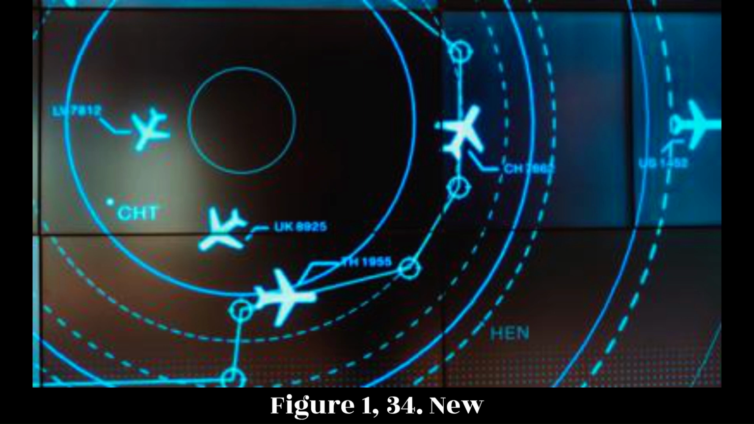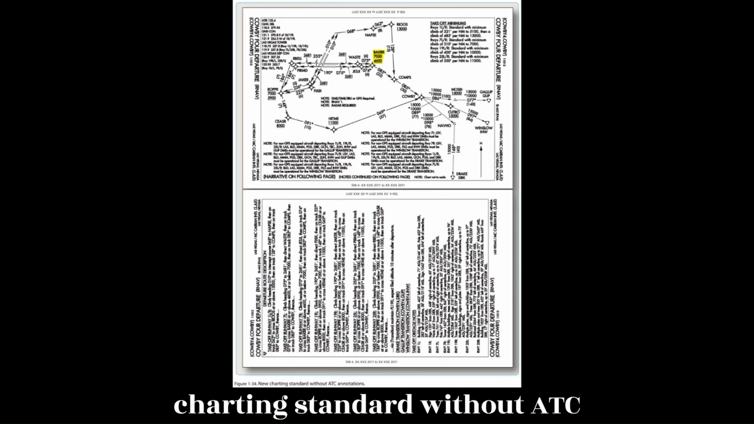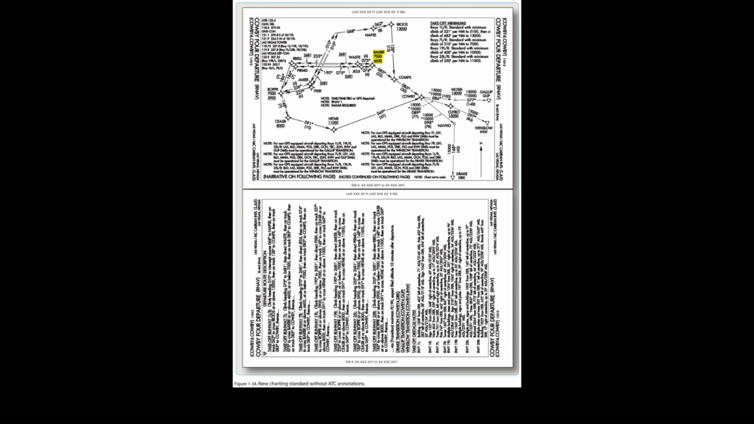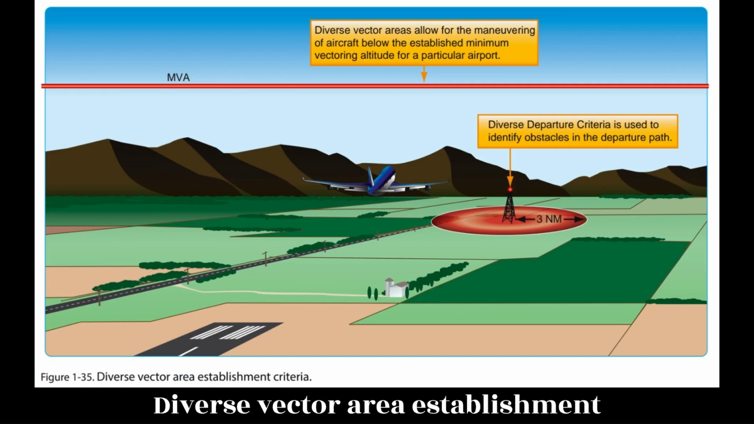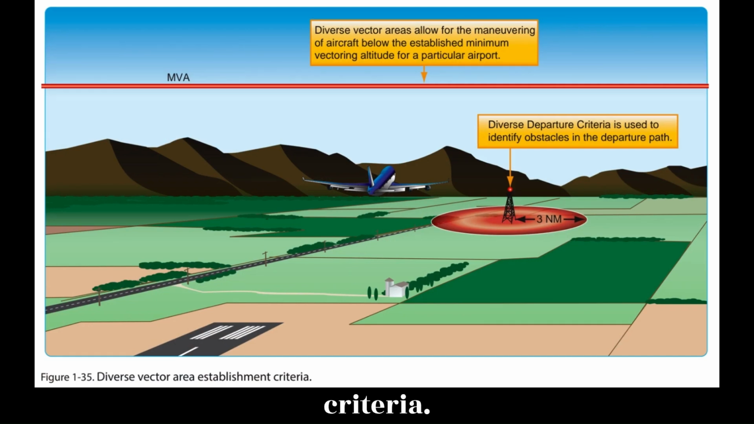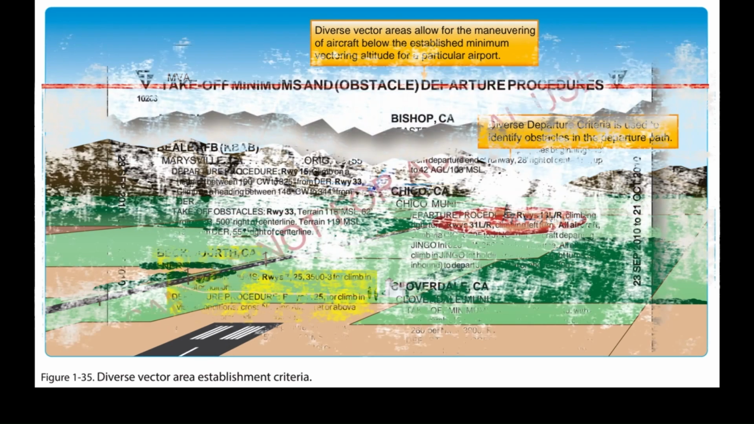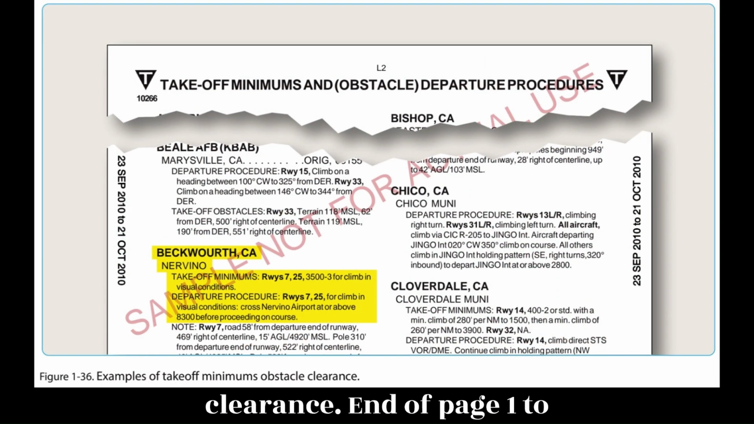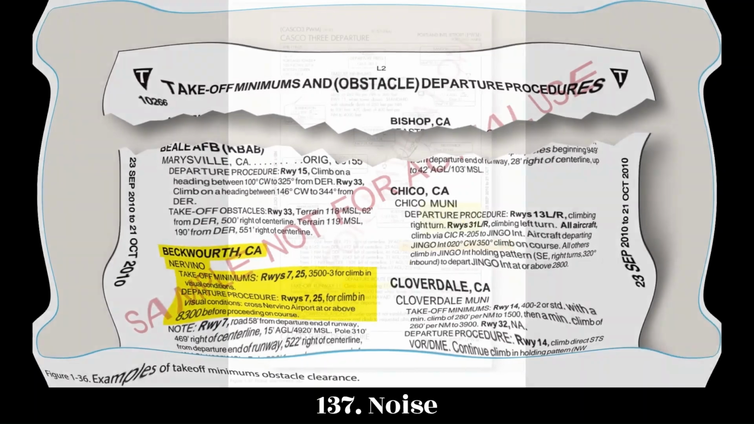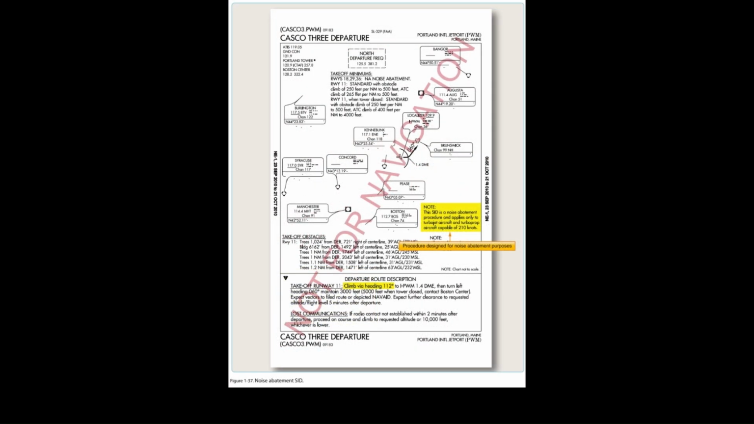Figure 1-34. New charting standard without ATC annotations. End of page 1-39. Figure 1-35. Diverse vector area establishment criteria. Figure 1-36. Examples of takeoff minimums obstacle clearance. End of page 1-40. Figure 1-37. Noise abatement SID. End of page 1-41.